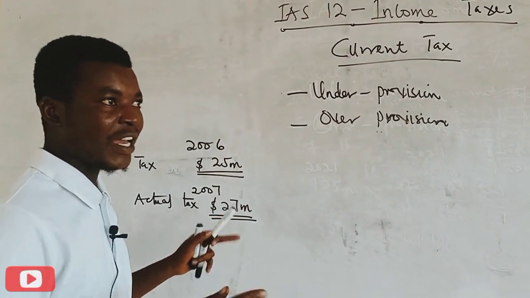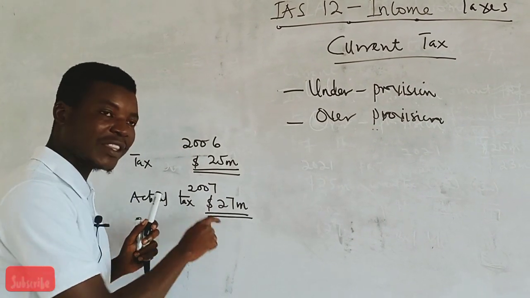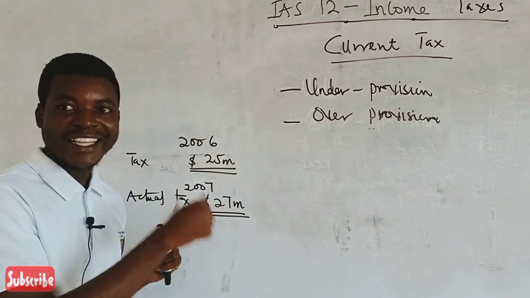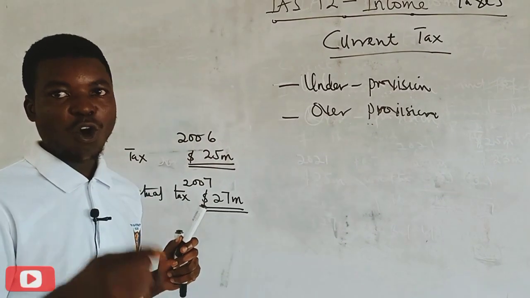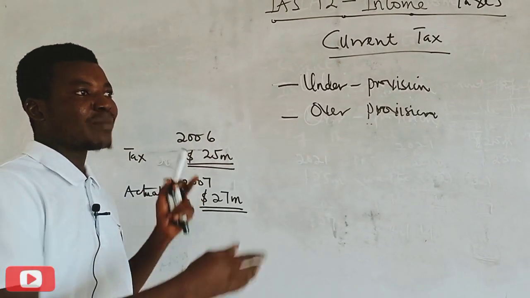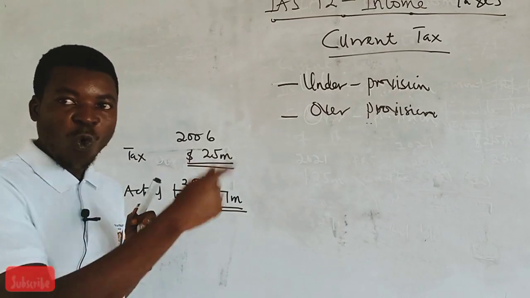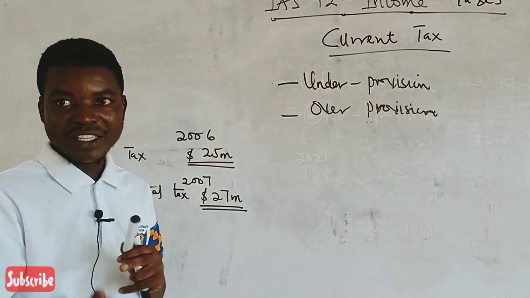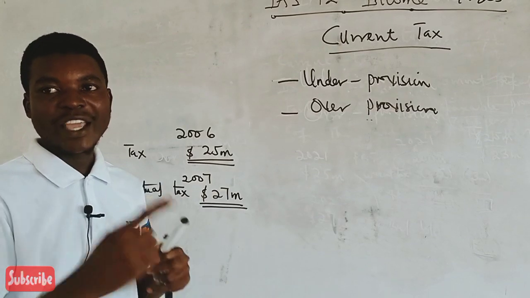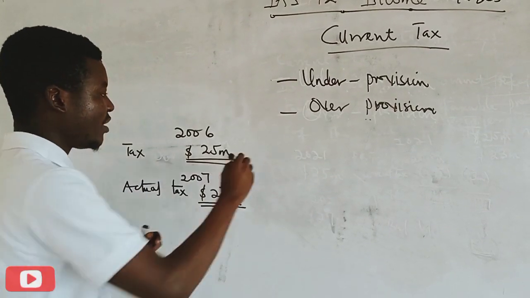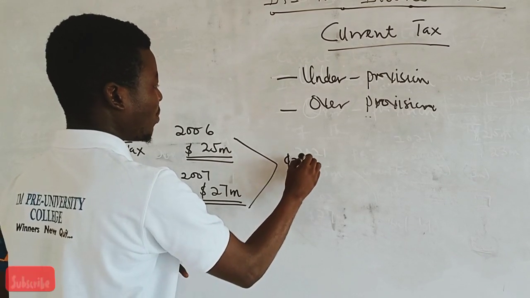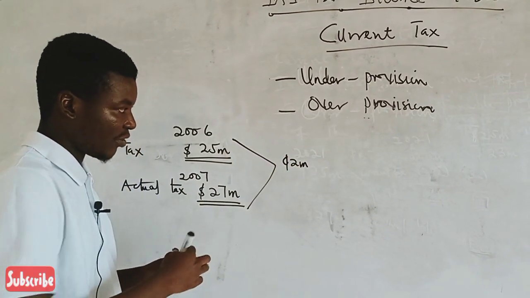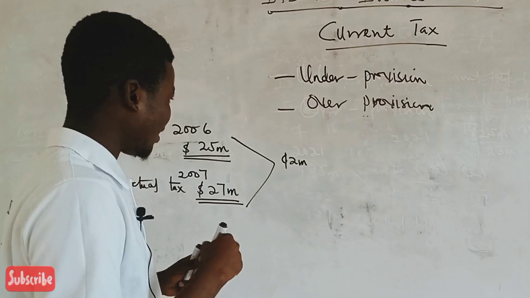When do we say that it's under provision? When the actual tax payable is higher than the tax estimated by the entity, or when the amount estimated by the entity in the previous year is lower than the actual tax figure given by the tax authority, we say that we have under provision. So in this case, there is under provision of 2 million. How will the entity account for this? We come to that later.